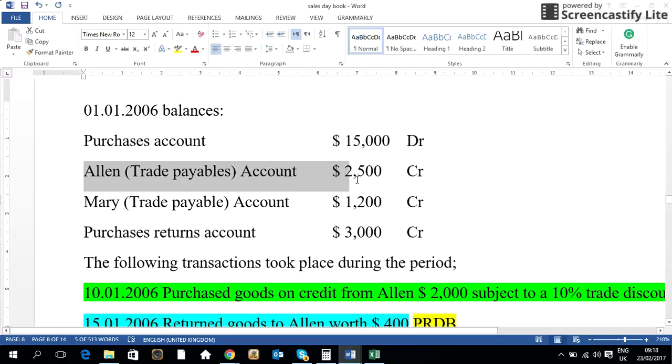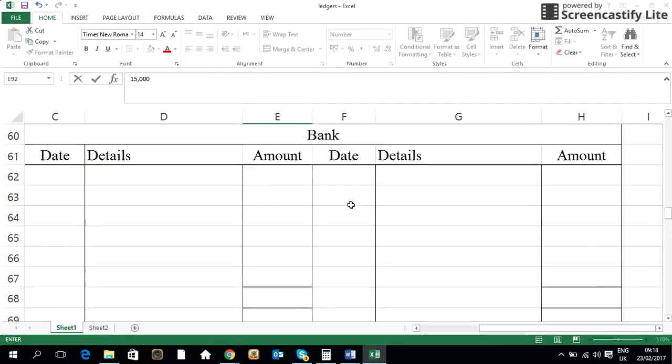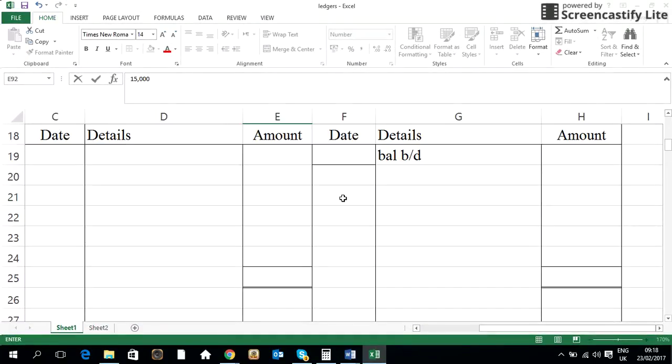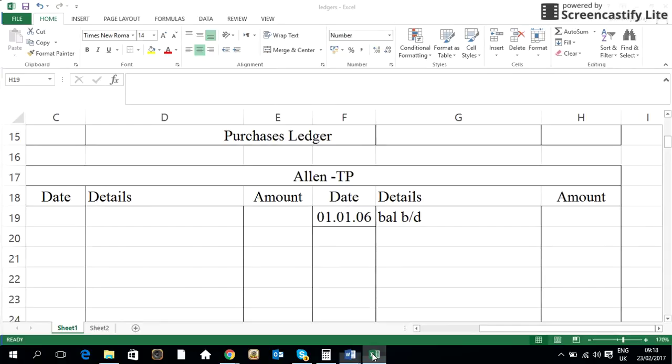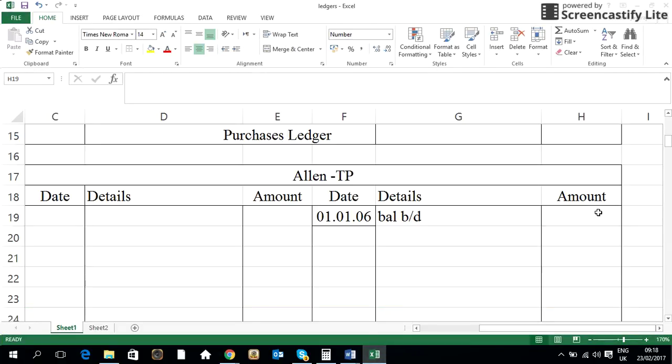Alan trade payable account, 2,500 credit. So you move to the purchases ledger, to Alan's account, on the credit side, you write 2,500. So let's move into Alan's account, and on the credit side, the date is 1/1/06. That is brought down. What is the value? It's 2,500. So let's enter 2,500.